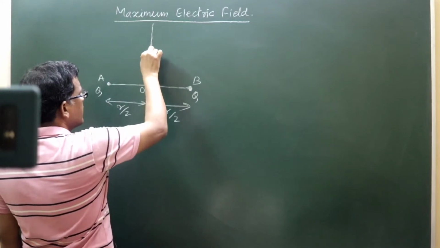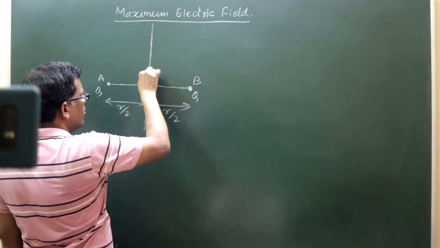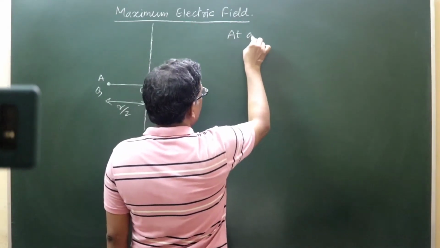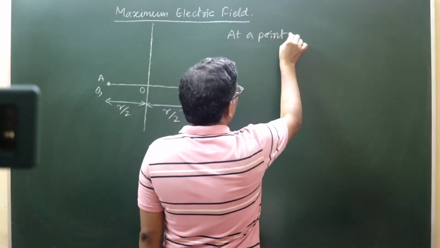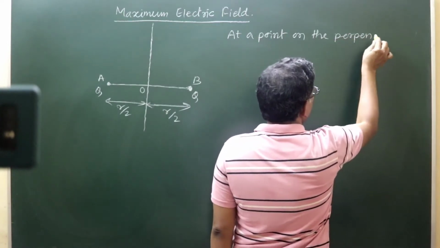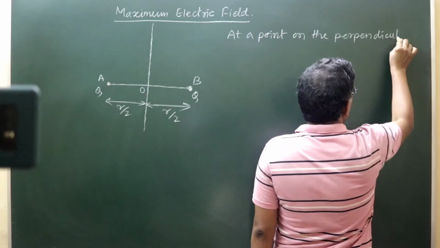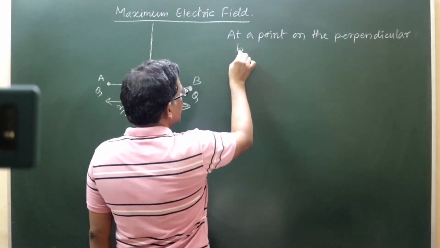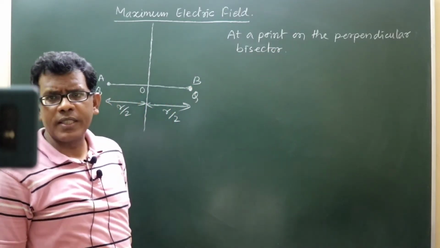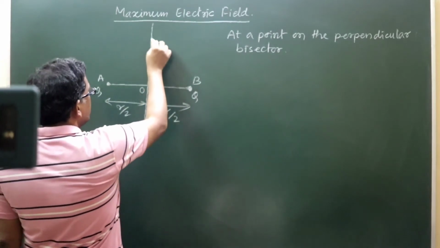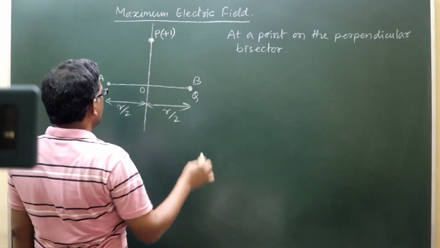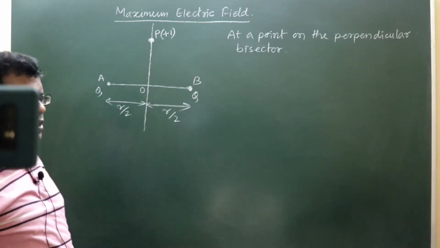We need to discuss the maximum electric field value at a point on the perpendicular bisector. So we will discuss it at a point on the perpendicular bisector, right? So let P be a point where we can assume a +1 test charge.